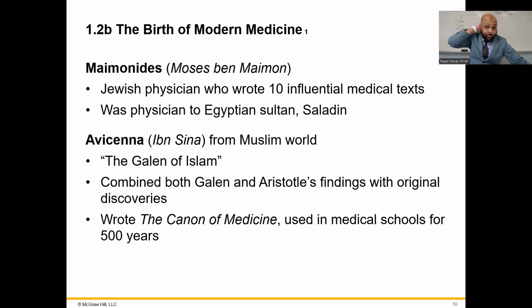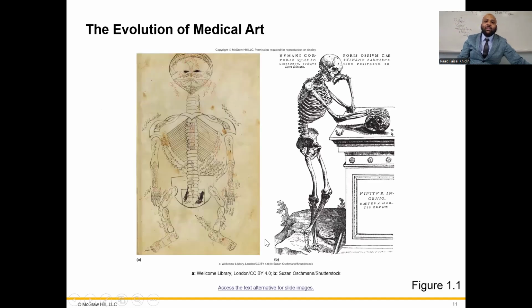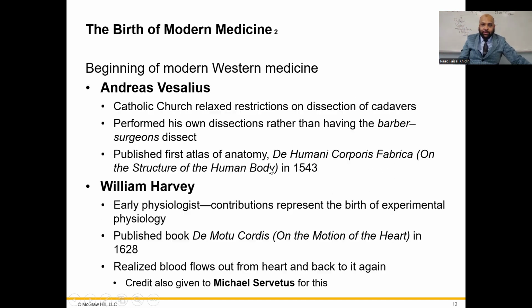Then there is the Muslim father of medicine, Avicenna, and he wrote the Canon of Medicine. So you see that there is a holistic worldly effort to push anatomy and physiology, and to give us some ideas about what anatomy and physiology are.